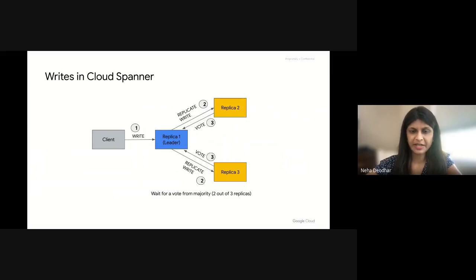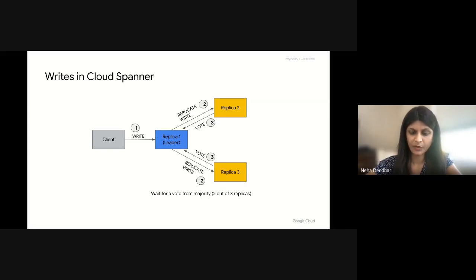Now here's a brief diagram of how writes in Cloud Spanner work. It's a simplified version of how a write in Cloud Spanner will work with a single split. Your client, when it issues the write, first goes to the leader replica. The leader replica will then replicate that write across the two other replicas, and then wait for a vote from those two replicas. Note that a vote is essentially an acknowledgement of the write.